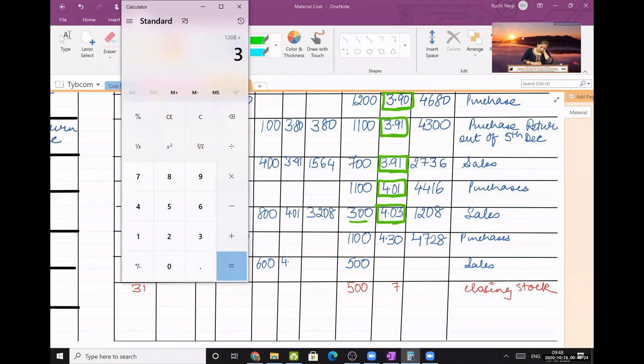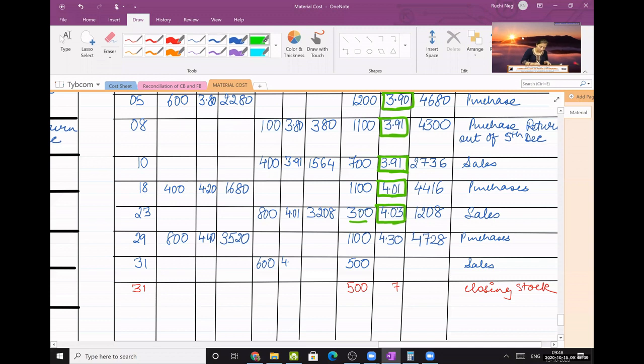1208 plus 3520 is 4728 divided by 1100. So my answer is 4.298. Make it round off. So it comes to 4.30. Yeah. So this is my weighted average cost.